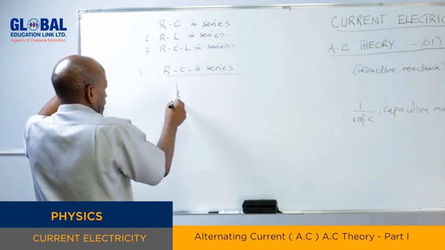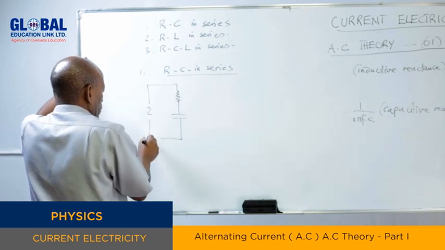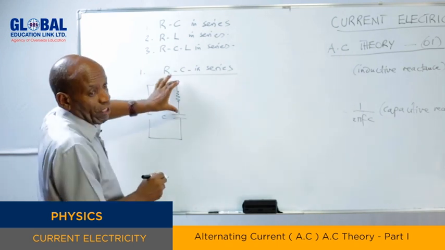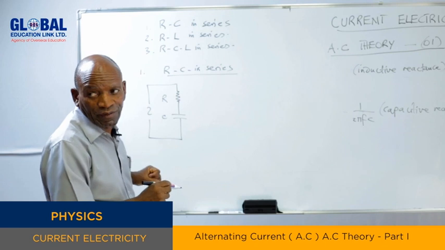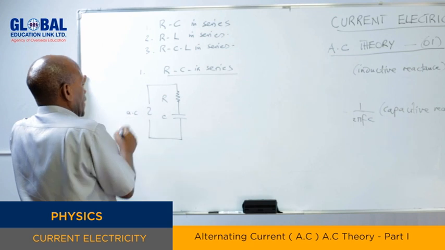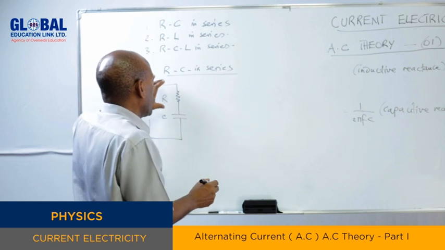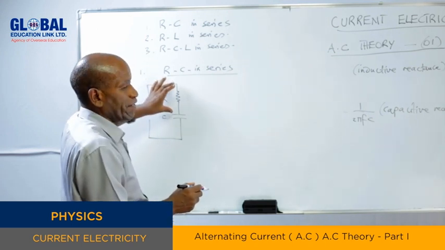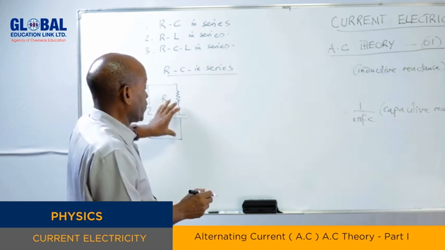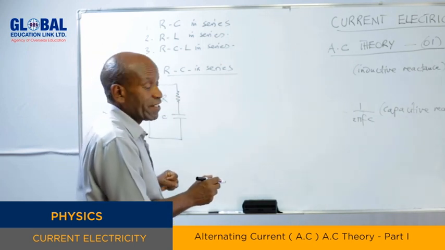I have a resistor there and a capacitor there connected in series across an AC source. So this is a capacitor and this is a resistor. We have a voltage across the resistor and a voltage across the capacitor. Remember, this is an AC source. As you have already found previously, the voltage and the current through a resistor are in phase. But for a capacitor, the voltage lags behind the current by 90 degrees.